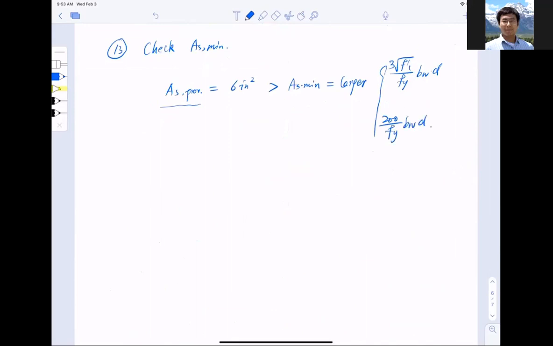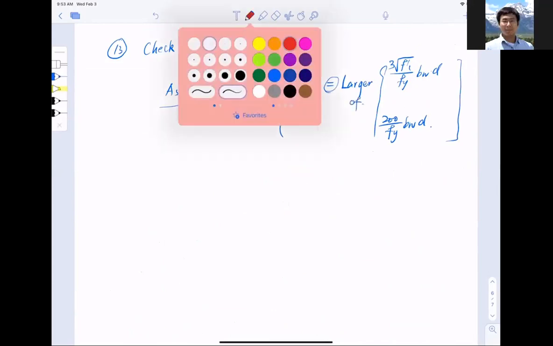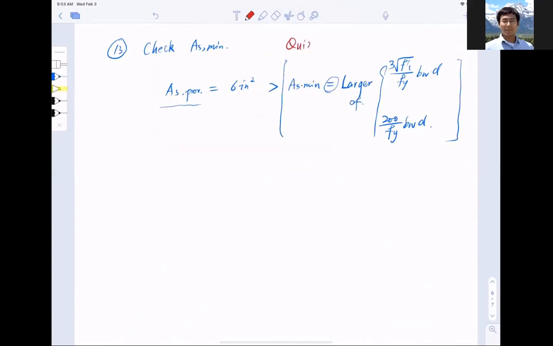What's after the equal sign? Larger. Here, let me just spell out better. Larger of. Okay, so this I will make quiz number 2. Find out this value and check whether this is greater, satisfied or not.